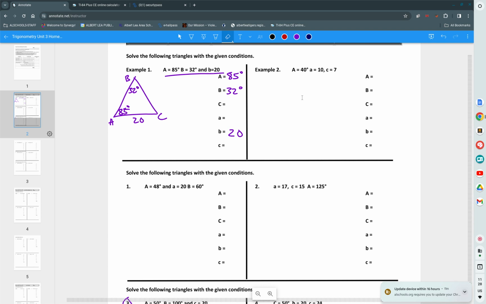So you chose A, which is fine. A is 85. So sine of 85, you just make that into a decimal, and then you can start cross multiplying.